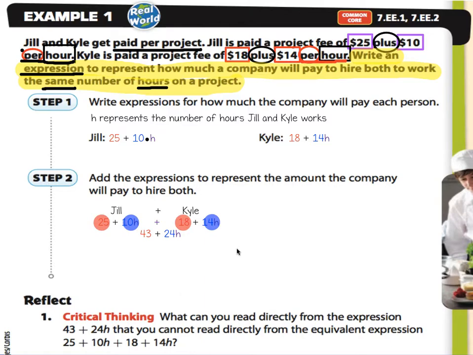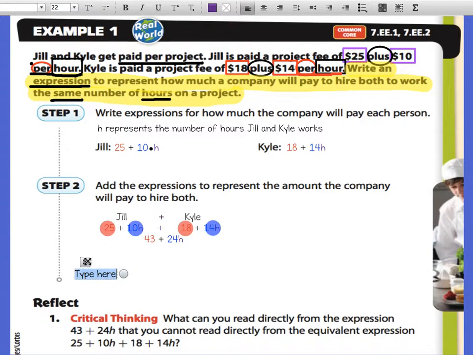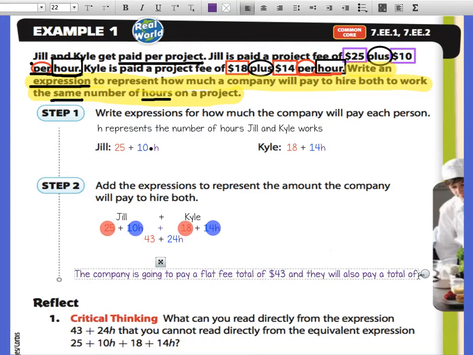So what this means is the project manager, okay, so whoever hires them, the company that hires them, is going to pay a flat fee total of $43. So they're going to pay $43 in total, not just to Kyle, not just to Jill, but in total. And they will also pay a total of $24 per hour.